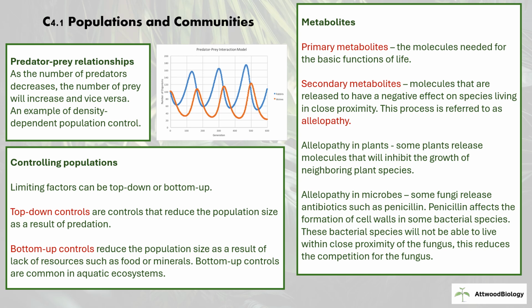And then a really nice example is the fact that some fungi release antibiotics such as penicillin. So if the fungus that releases penicillin is growing on an agar plate, it means that no bacteria will grow around that fungus. So it can then take all of the nutrients from the agar for itself. Two nice examples of allelopathy that the IB want you to know.